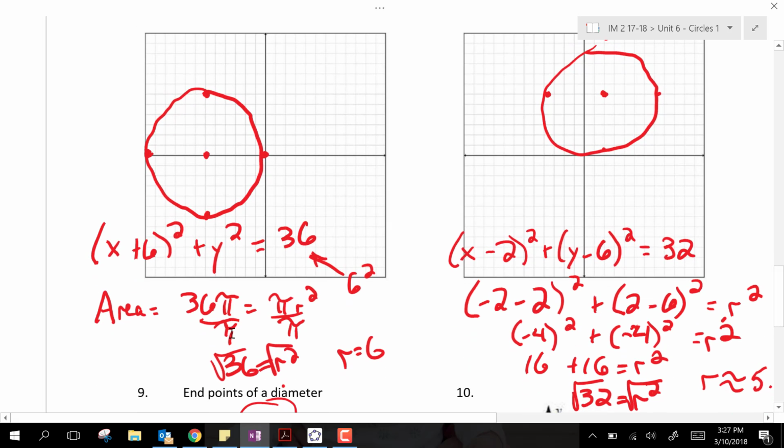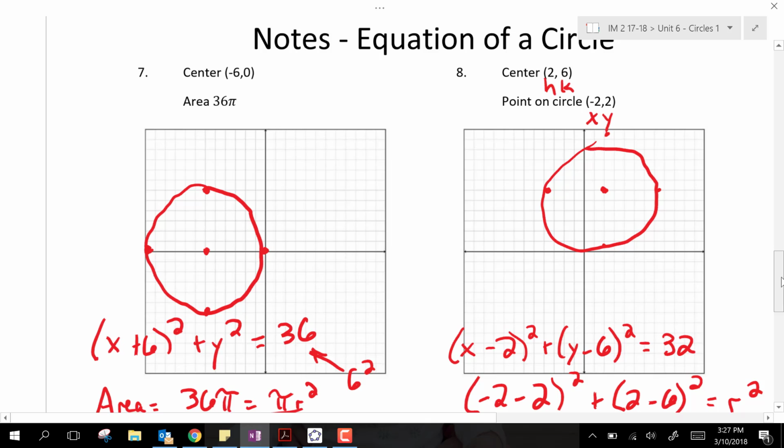We divide by pi. We get 36 equals r squared. We don't care what r squared is. We want to know r, so we take the square root. We get a radius of 6. So when we write this into our formula, 6 squared is 36, and that's what we put in our formula.